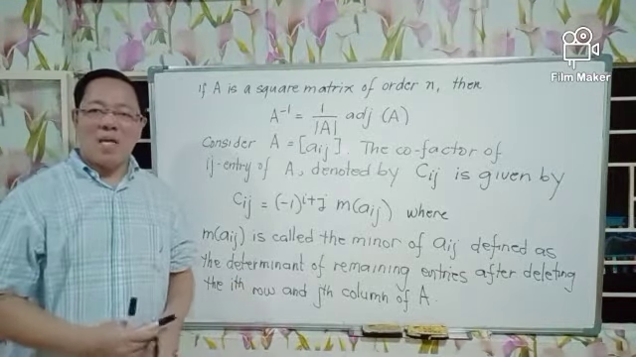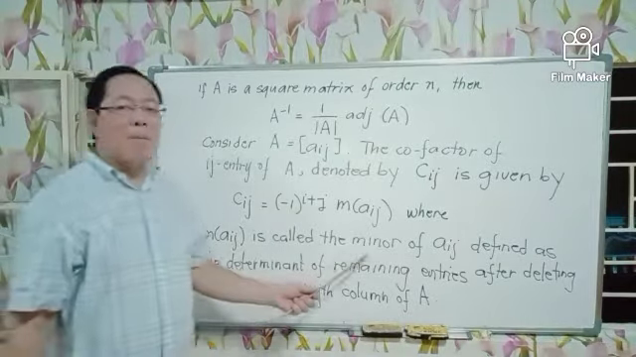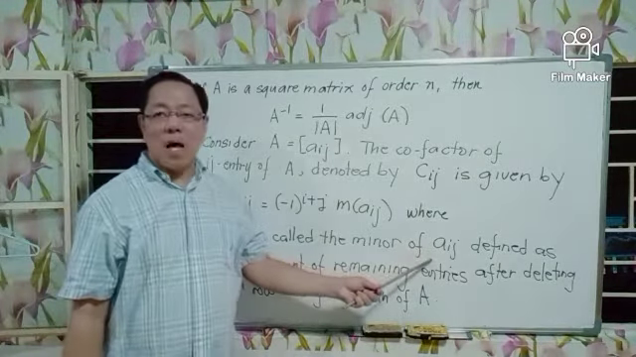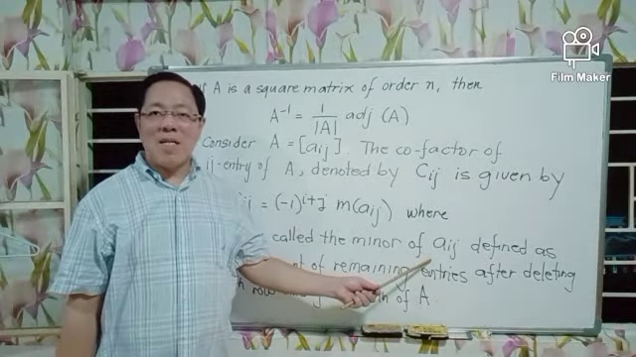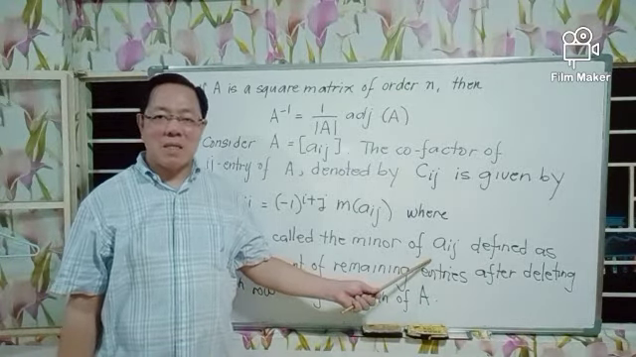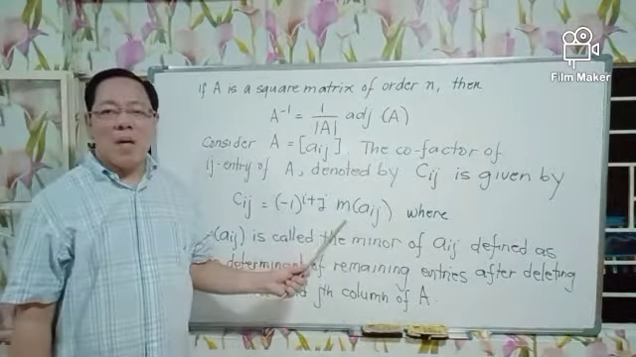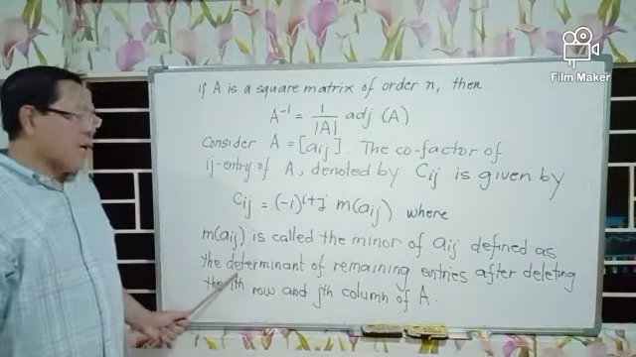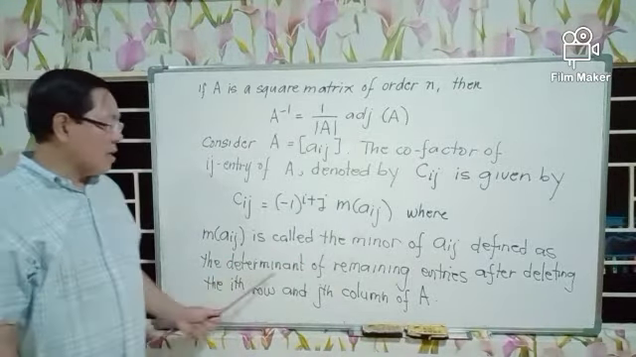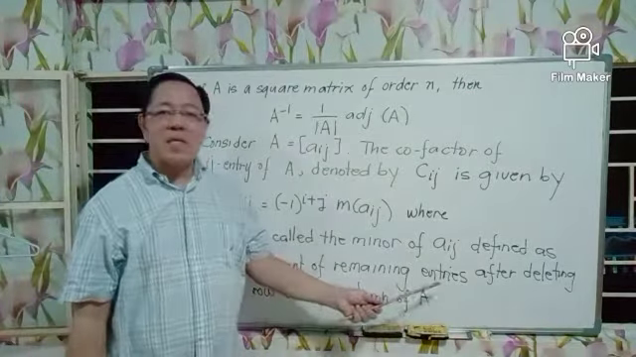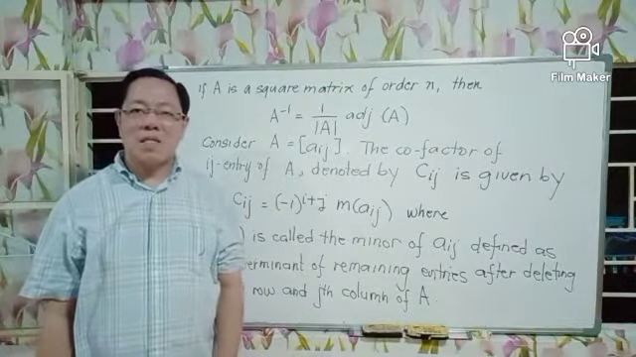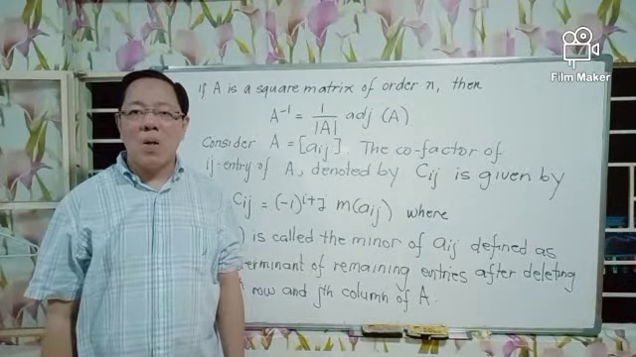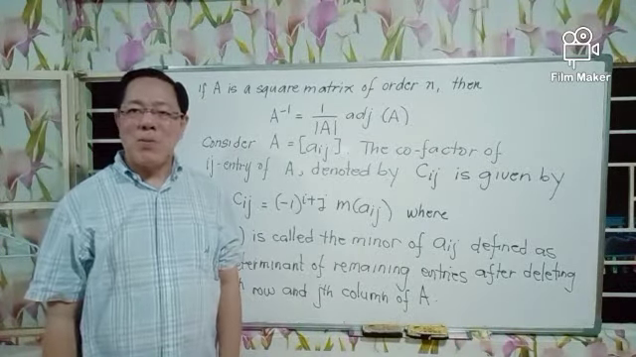Again, M of A sub ij is called the minor of the entry A sub ij of matrix A. And the minor of this entry, denoted by M of A sub ij, is defined as the determinant of the remaining entries after deleting the ith row and the jth column of matrix A. We now take an example for a 2 by 2 matrix.